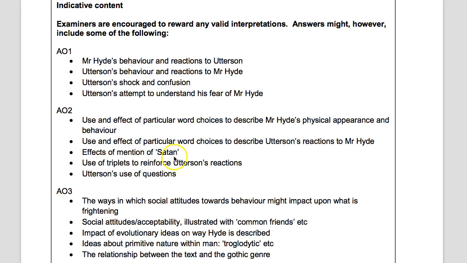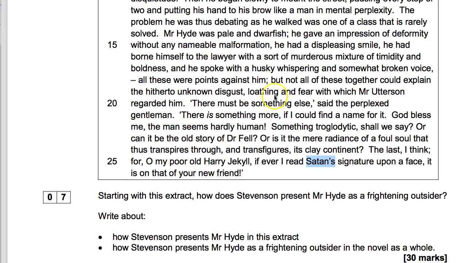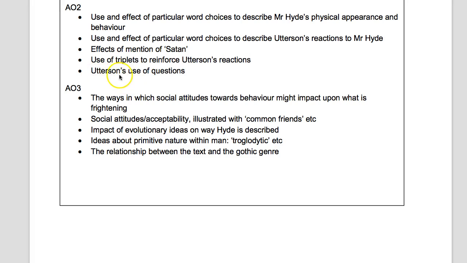Effects of the mention of Satan? Big tick there. Use of triplets to reinforce Utterson's reactions? No, I quoted the end of the triplet, but I didn't point out it was a triplet. So the triplet was disgust, loathing, and fear. I didn't focus on Utterson's use of questions. I didn't mention them as questions per se. But I also mentioned a few other language features like sibilance, like symbolism.